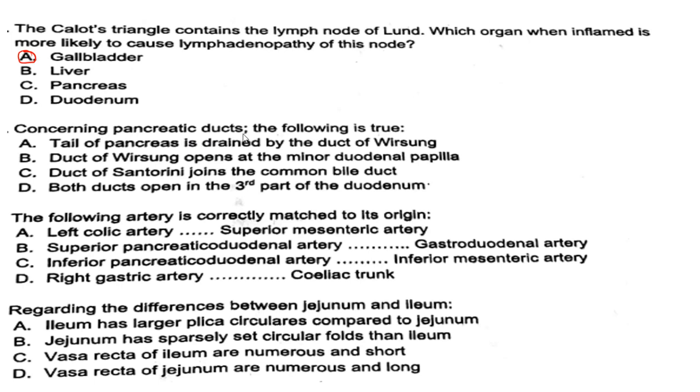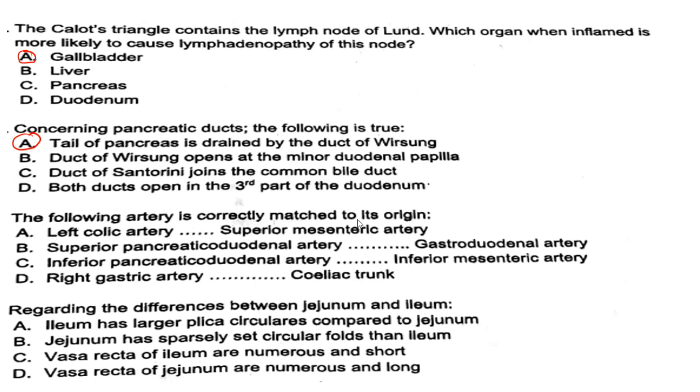Concerning the pancreatic duct, the following is true. A. Tail of pancreas is drained by the duct of Wirsung. B. Duct of Wirsung opens at the minor duodenal papilla. C. Duct of Santorini joins the common bile duct. D. Both ducts open in the third part of the duodenum. So the answer here is just the tail of pancreas is drained by the duct of Wirsung.